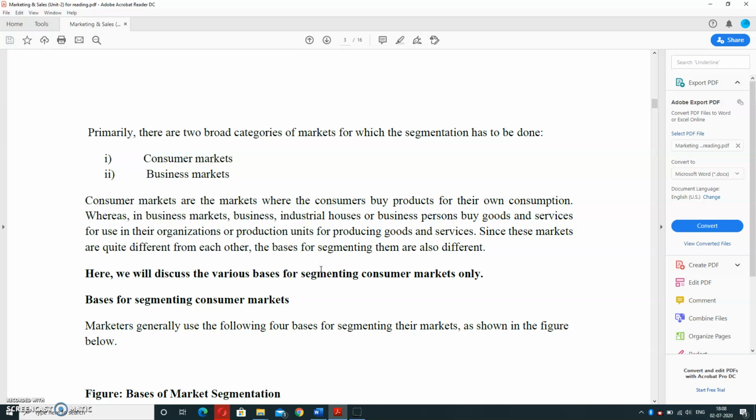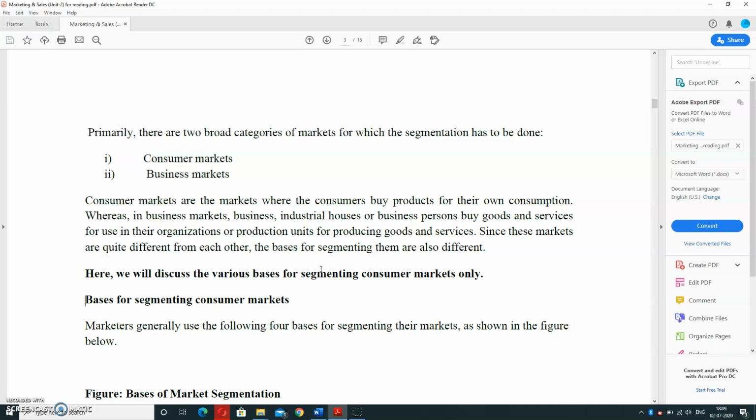Now basically two broad categories of markets are there: consumer market and business market. What is the consumer market? When a particular person buys the product for their own consumption, for their personal use. Whereas in the business market, business industries buy the product and services for use in their organization or production unit for producing goods and services. Since these markets are quite different from each other, in the business market a buyer will buy the product for production of other products, while in the consumer market a buyer will buy the product for their personal use. This is the difference.